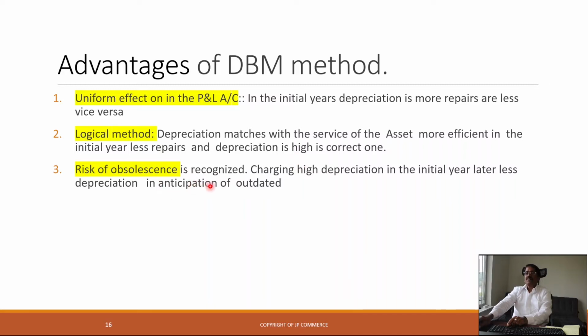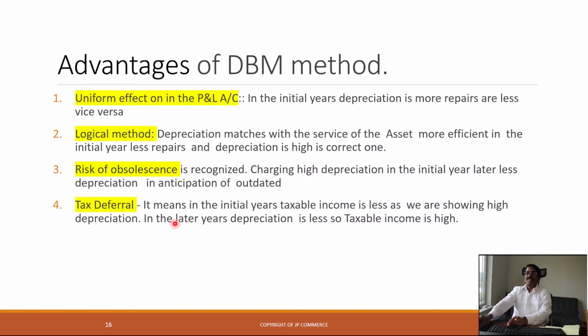Third, risk of obsolescence is recognized. We are anticipating that the machine is going to be outdated in due course, so based on that, we charge depreciation in our books of accounts. Tax deferral: in the initial year we provide more depreciation on the asset, such as 1,200 rupees, 1,080, and so on. In the first year, as we show 1,200 rupees as depreciation, we get less taxable income. As the years pass and we show less depreciation, the taxable income may be more.